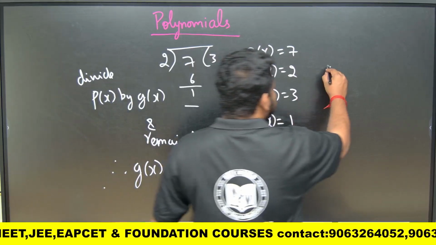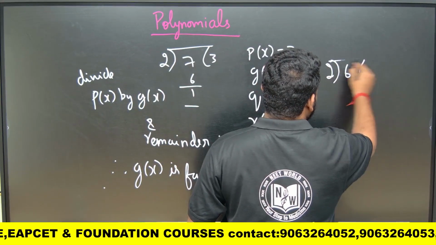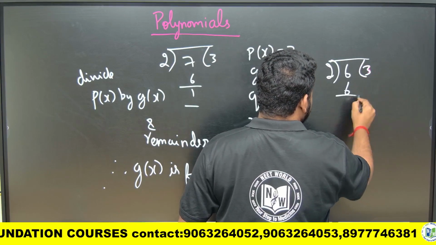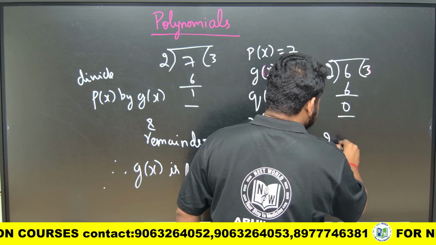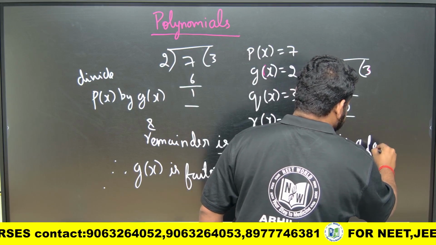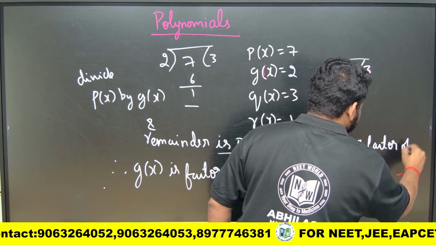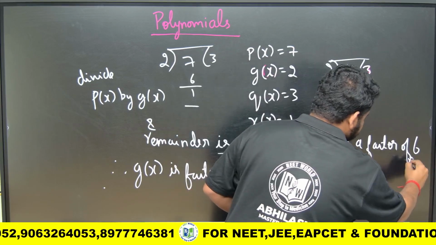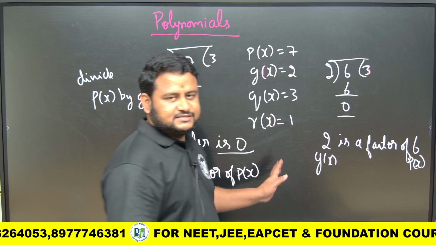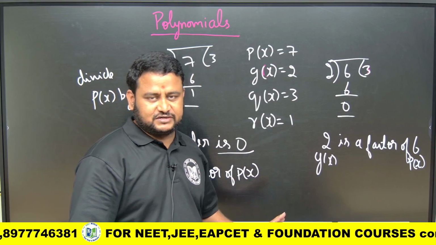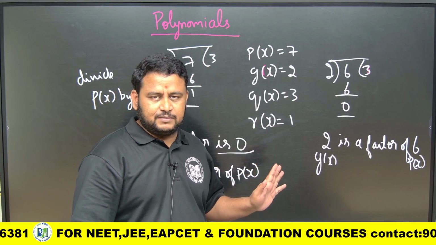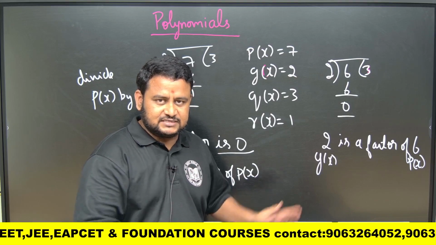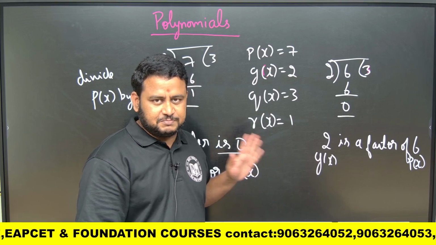Suppose I divide 6 by 2. 2 3s are 6, I will write remainder 0. Definitely 2 is a factor of 6 because the remainder is 0. 2 is g of x here, and 6 is p of x. So, when the remainder is 0, then g of x is a factor of p of x. Otherwise, g of x is not a factor of p of x. Only when the remainder is 0 do we say that the divisor is a factor of the dividend. This basics you should know.